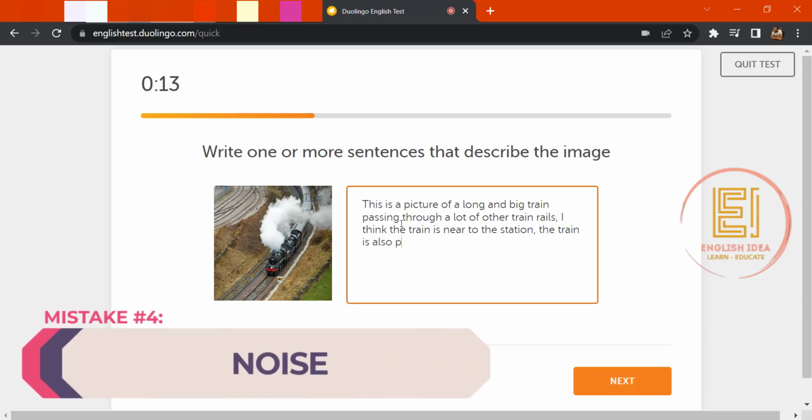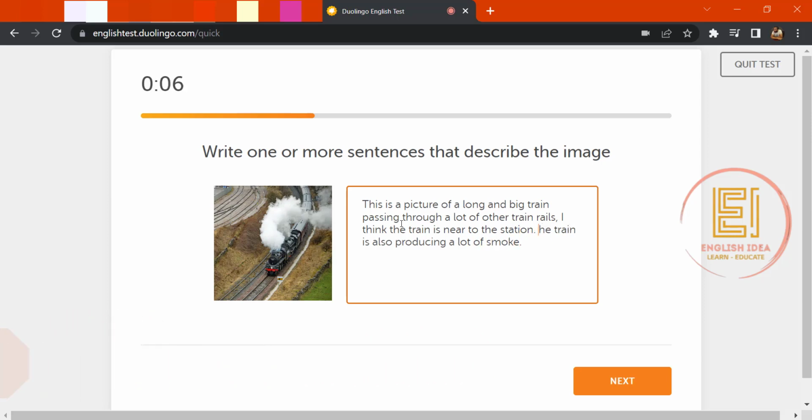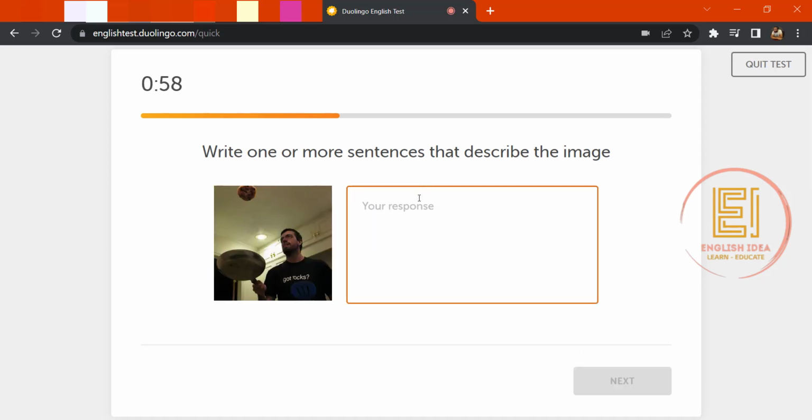Mistake number 4: noise. If you live in a busy area or with a lot of people, try to give the exam when everything is quiet or when everyone is sleeping.